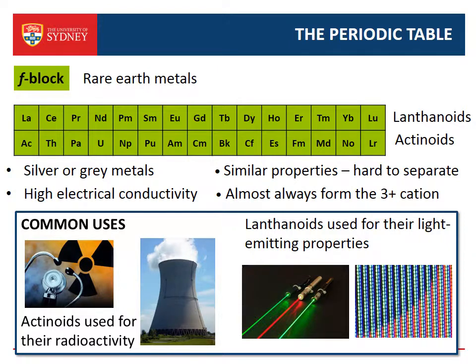Lanthanoids are commonly used for their light-emitting properties. Each lanthanoid gives out light of a specific colour. So they're used in lasers and as the phosphors in TV and computer screens.